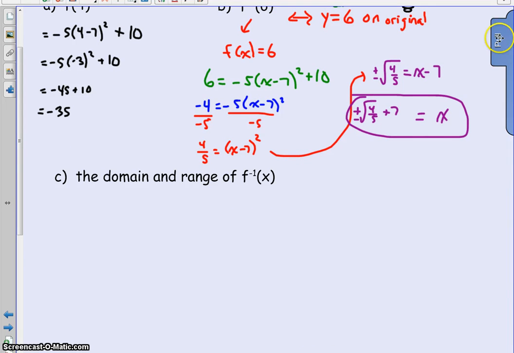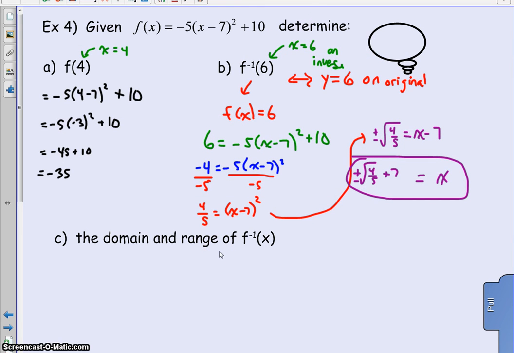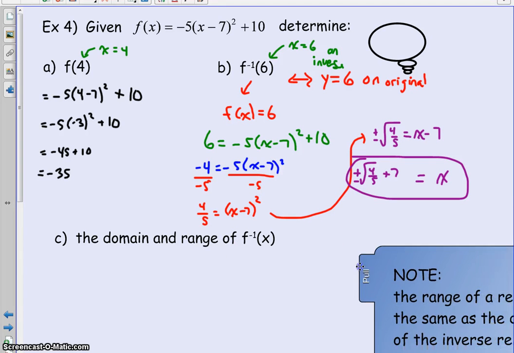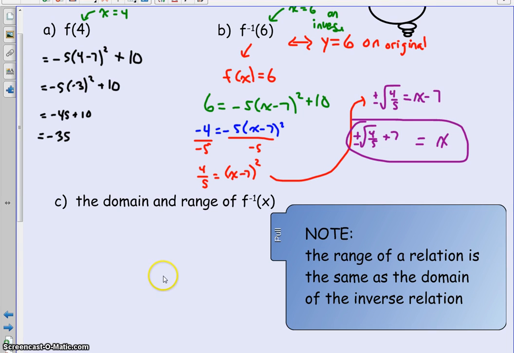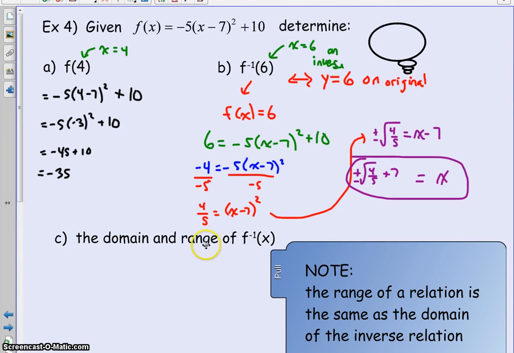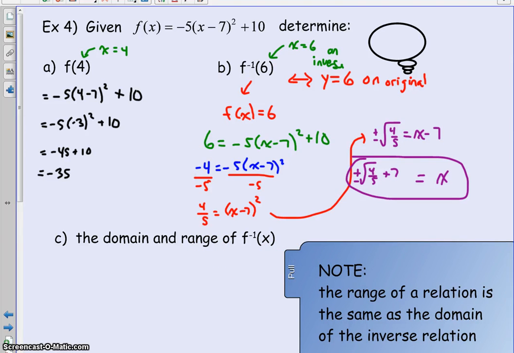Some other things to note here for domain and range of the inverse. You could find the inverse and find the domain and range from there. But one of the things we already talked about is that x and y values from a function to its inverse are interchanged, which means the range of a relation is the same as the domain of the inverse and vice versa. So you shouldn't need to actually find the equation of the inverse unless you really don't know how to find the domain and range of your original function.